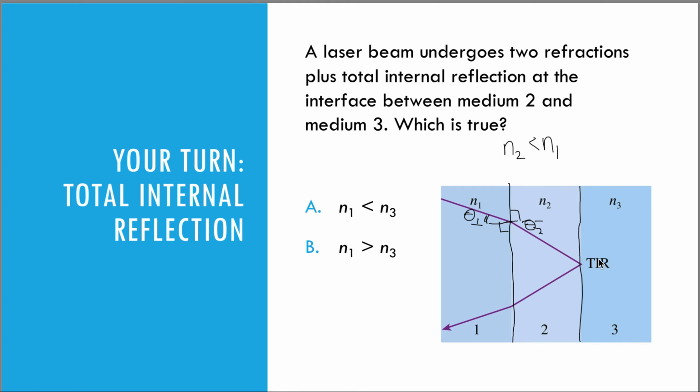And then let's look at the total internal reflection occurring. Total internal reflection only occurs when you're going from a bigger index to a smaller index. So that means that n2 must be greater than n3. So with those two things in mind, if n2 is greater than n3, but n1 is greater than n2, then that means that n1 must be greater than n3. So that is our answer for this one, and this concludes the videos on reflection and refraction.